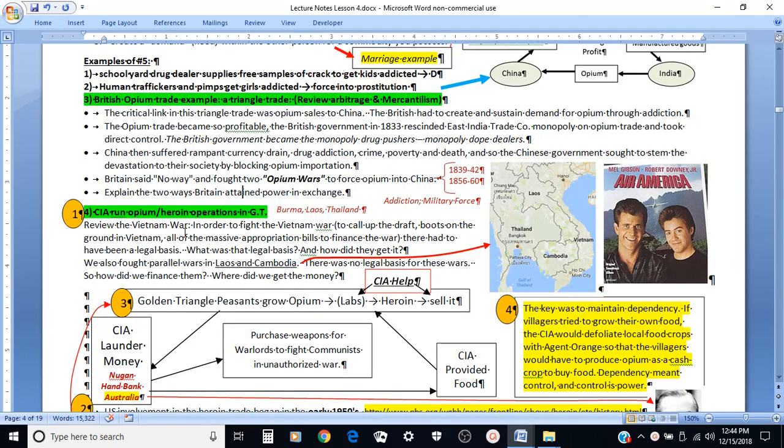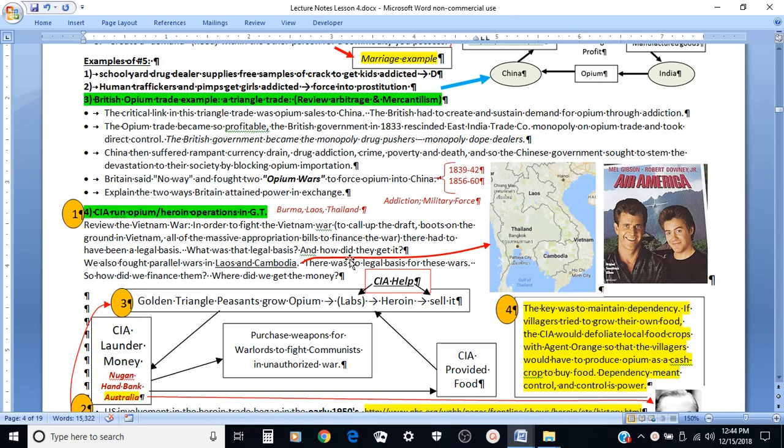Now, if you recall from our lesson number 1, in order to fight the Vietnam War, to call up a draft, to have boots on the ground in Vietnam, not just special forces advisors, but regular military forces on the ground in Vietnam, and all the massive appropriations bills to finance the war, for these things, there had to have been a legal basis, right? The president can't just do this on his own. So what was the legal basis, and how did they get it?